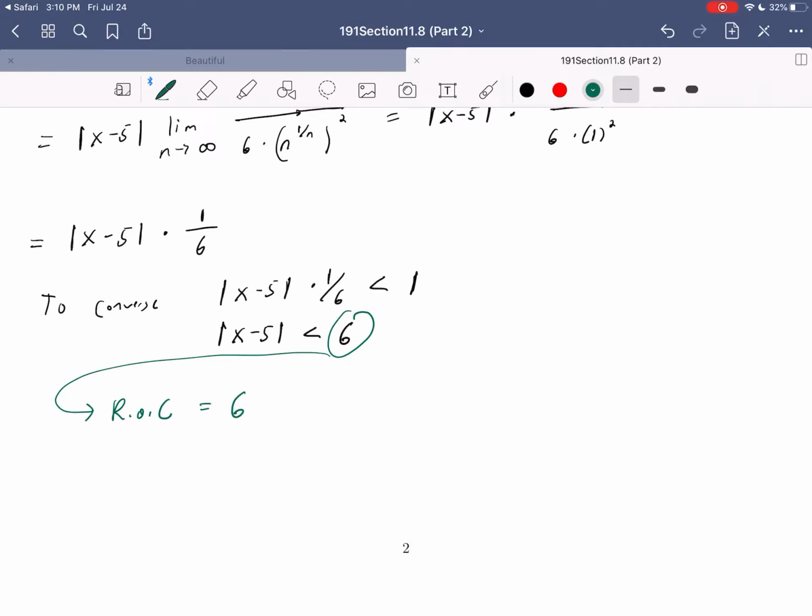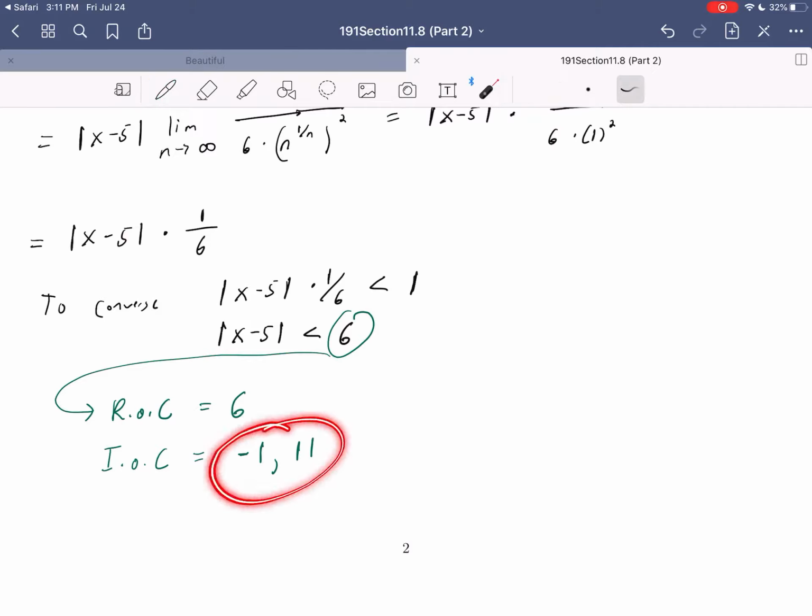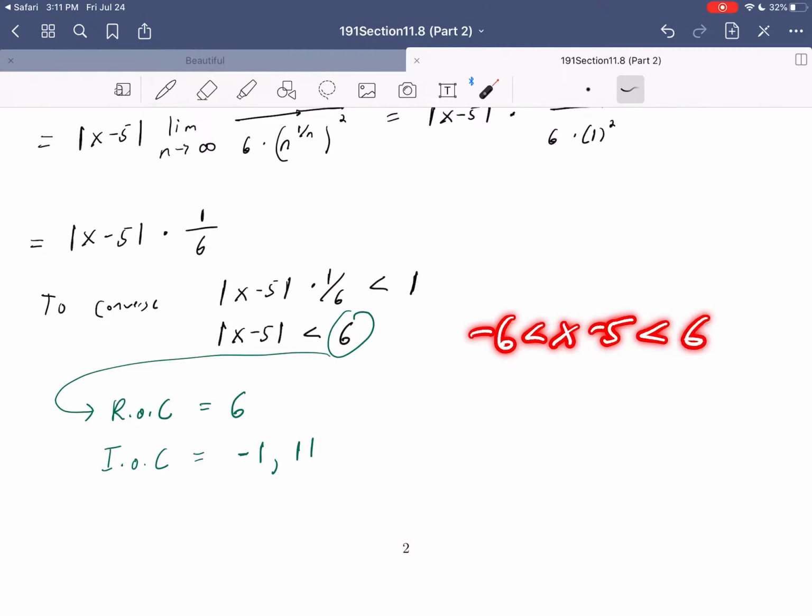What does this tell us about the interval of convergence? Well, we know that it's centered at 5, and it has a radius of convergence of 6. So 6 units below 5 would be -1, and 6 units above 5 would be 11. So the interval of convergence is from -1 to 11. If you want, you can check on your own and actually use the double inequality, -6 less than x minus 5 less than 6. Add 5 to everything, and you'll get the same thing here.